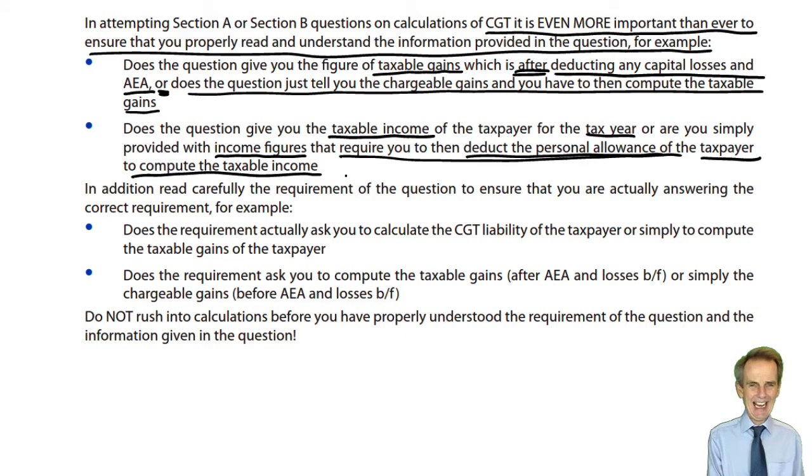So net gains, not the same as taxable gains. Net income, not the same as taxable income. If a CGT liability is required of you to compute, we will need to know taxable gains and taxable income. Do they give you those figures as a starting point, or do they give you net income and net gains from which you respectively deduct your personal allowance and your AEA? Make sure you interpret that information correctly.